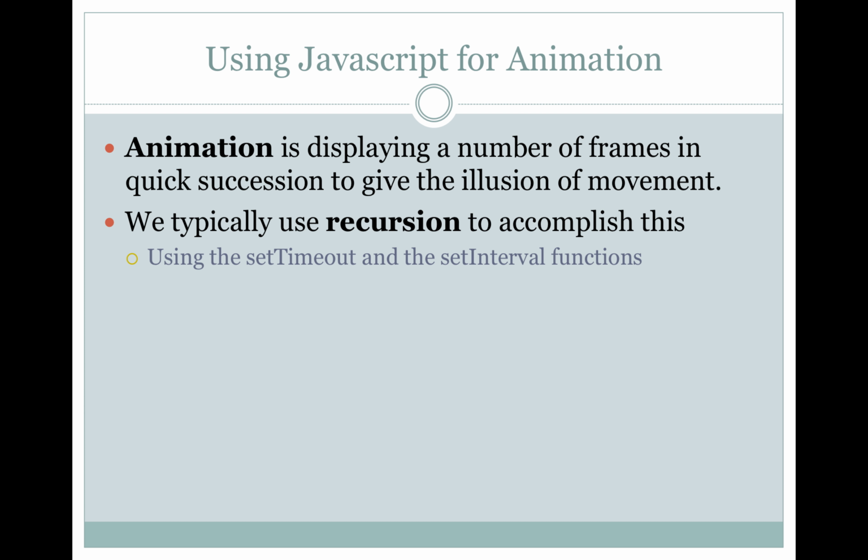But the idea is that animation is this concept of displaying a number of frames in quick succession to give the illusion of movement. And if we talk about this in video, the idea is that we show a bunch of still images to give this illusion of transition. When we're talking about JavaScript in the form of a web page, we typically talk about animating different UI elements, not necessarily characters or scenes.